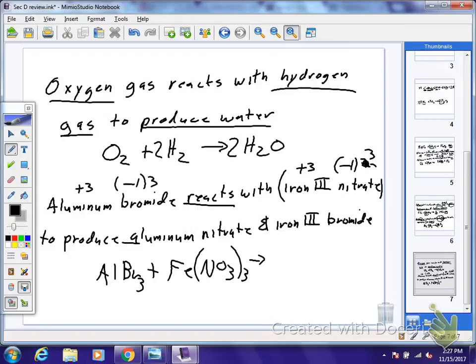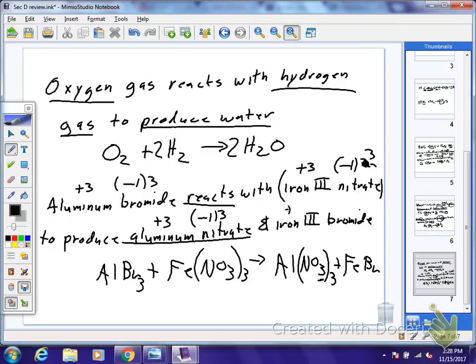Then it produces aluminum nitrate, so it's AlNO3. Let's see if our charge is balanced. +3, -1. They don't. Need 3 nitrates. So this doesn't stand for 3 nitrates, but we need to put in parentheses to get our 3 of them. And our last one, we have room, is FeBr. Fe's a +3, bromine's a -1. So that's 3 of those. So it would be FeBr3.